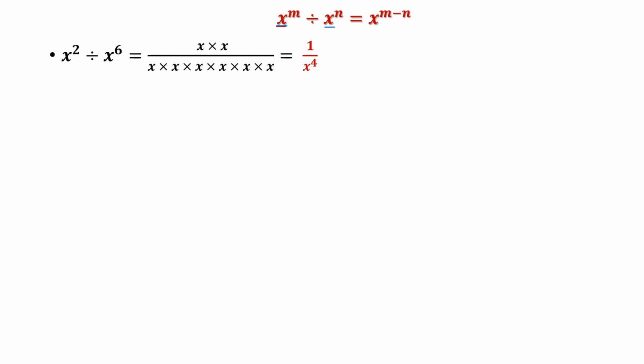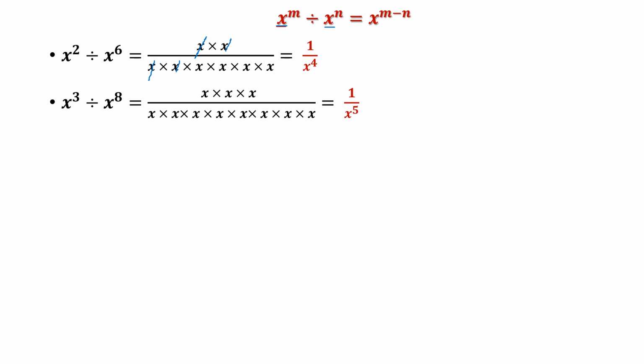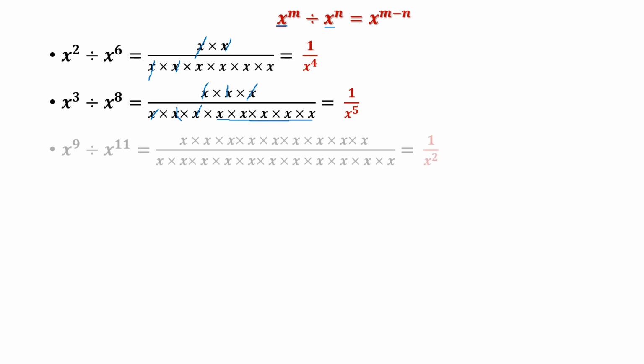Let's do it this way. x to the 2 divided by x to the 6, by expansion, this x will cancel with this x, remaining with these 4 x's. These 4 x's are in the denominator, so it will be 1 over x to the power 4. x to the 3 divided by x to the 8: likewise, this x will cancel with this x, and so on, remaining with these 5 x's in the denominator. So our answer is 1 over x to the 5.